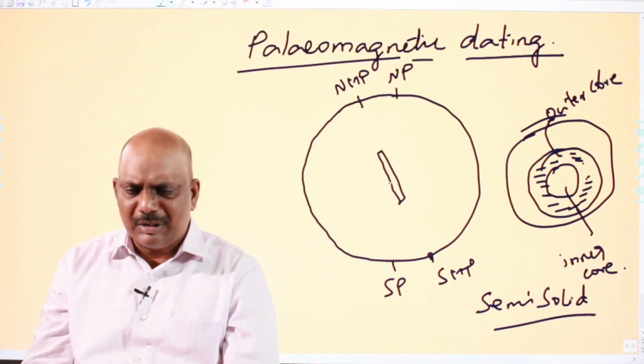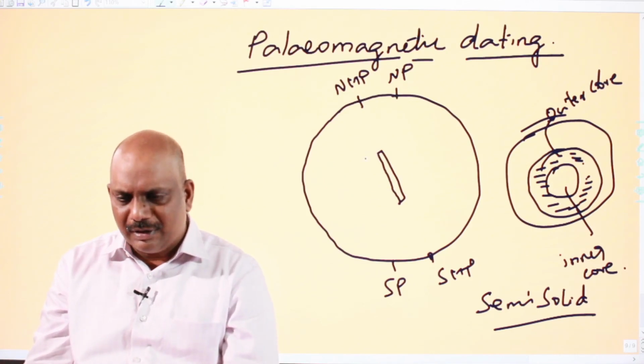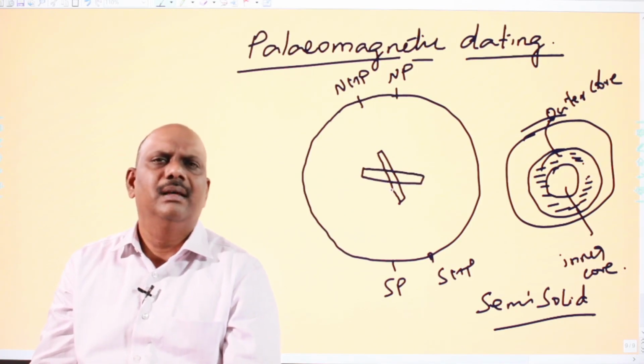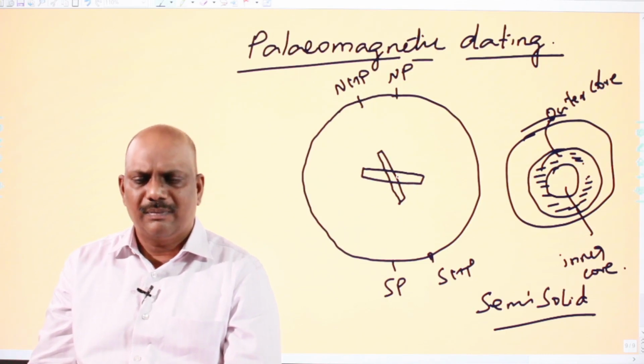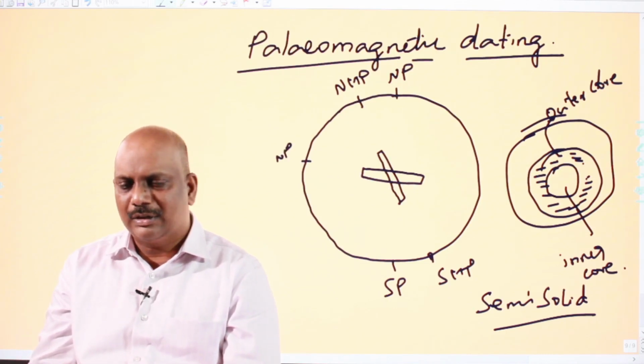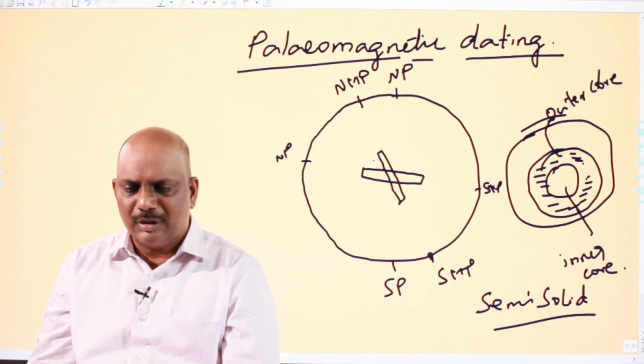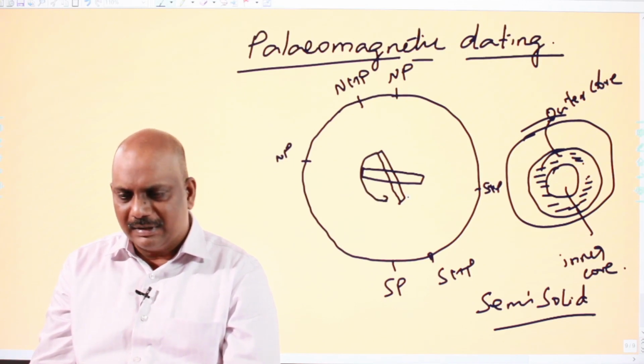As a result, the Earth's magnetic field keeps changing. At some point of time, maybe some 20 million years ago, the North magnetic pole might have been here and the South magnetic pole might have been here. Some 60 million years ago, it might have got completely reversed.